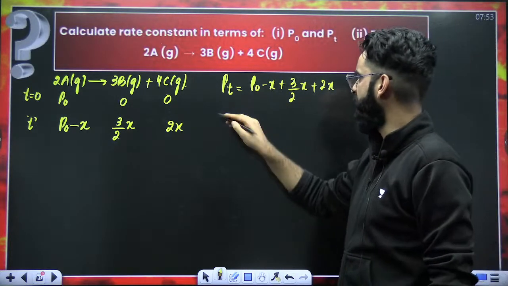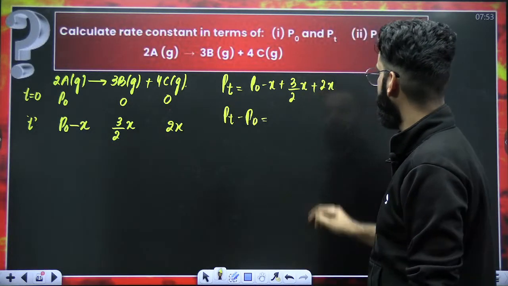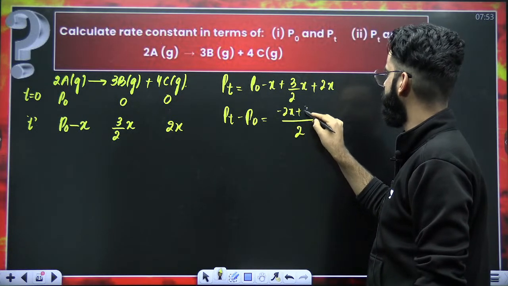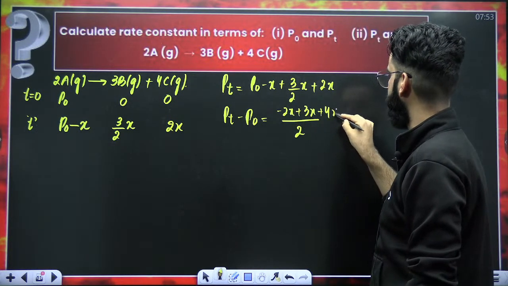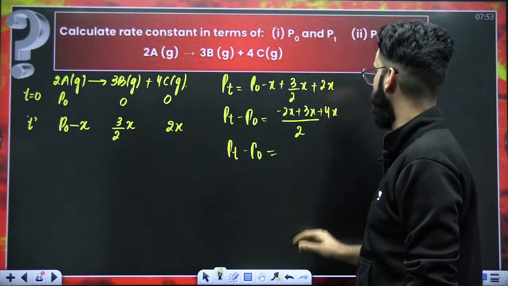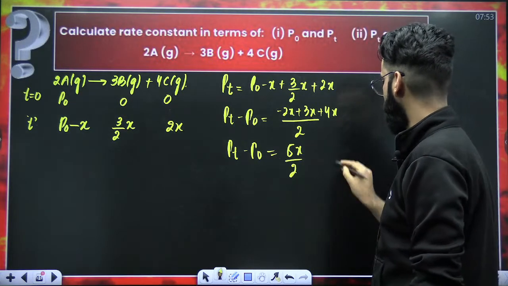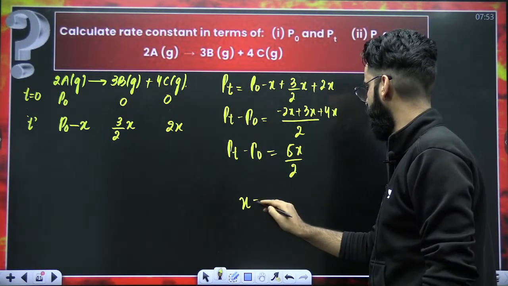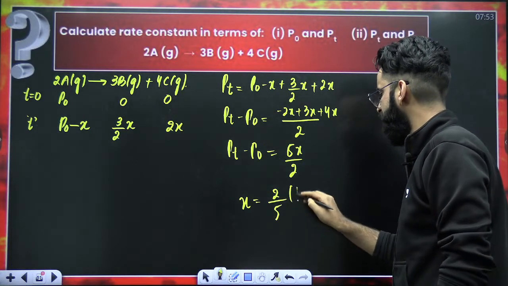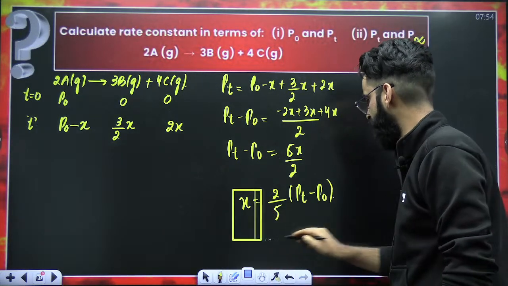Perfect. If you take P naught on the other side, it's going to be Pt minus P naught is equal to. Now take 2 as LCM. So this will be minus 2x plus 3x plus 4x, right? So you'll be getting Pt minus P naught is equal to, this will be x plus 4x, which makes it 5x. So 5x divided by 2. From this particular expression, you can get the value of x. x value will be equal to 2 divided by 5 times Pt minus P naught. This is our first step always, to get the value of x, right?